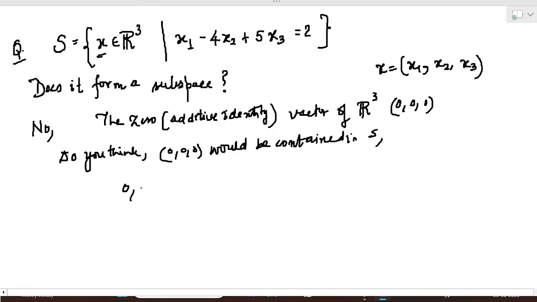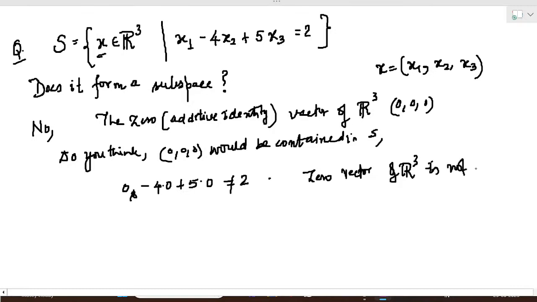Clearly you can see that 0 minus 4 times 0, and plus 5 times 0, will never equal 2. So clearly the zero vector of this main space, that is R cube, the additive identity of R cube, is not contained in S. Therefore you can say that S does not form a subspace. I hope it is clear.